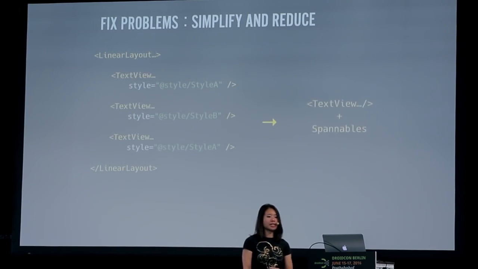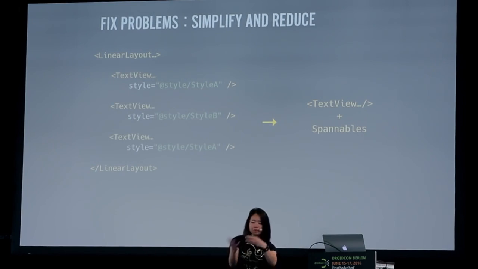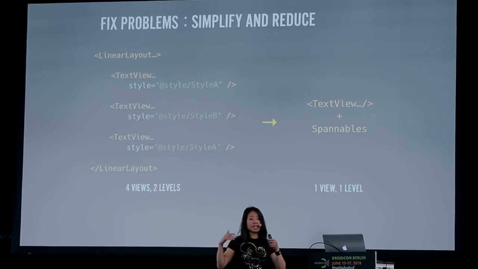And so what I get is, rather than my original version where I have a layout with 3 text views, I can have a single text view with some Java code as extra. And I go from 4 views and 2 levels down to a single view and a single level.